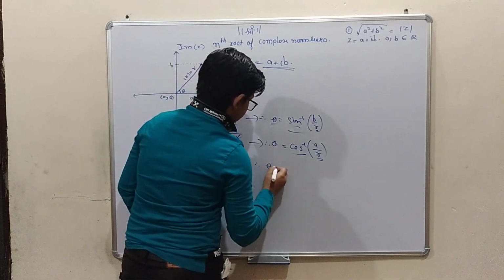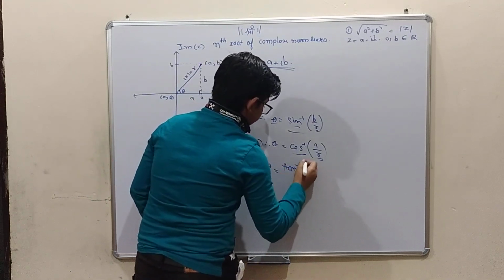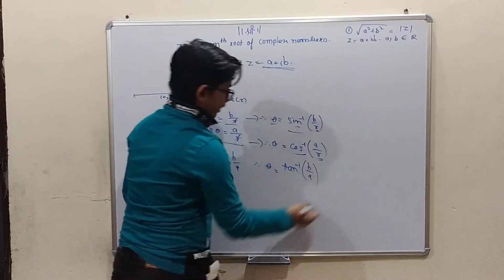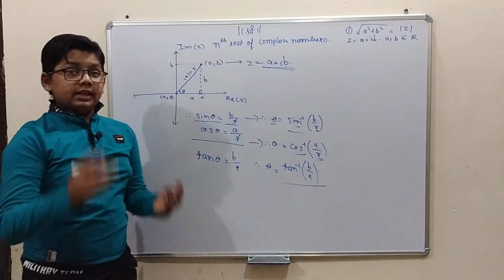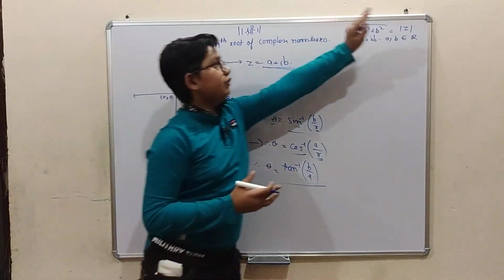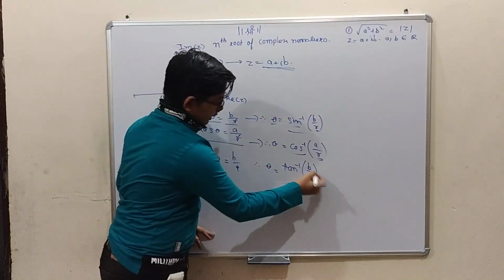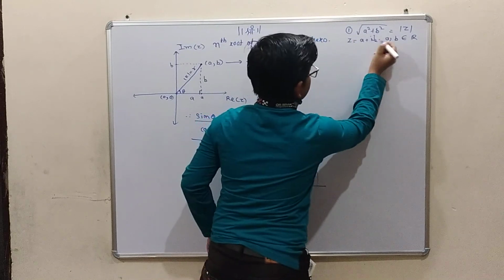So we can say that theta is equal to tan inverse of b by a. In this case we do not have to find mod z first; we just have to know what b is and what a is. We can find it: this is b and this is a.